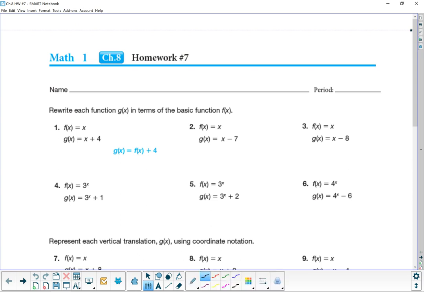So number one's already done for you, but look at number 2. See how g of x is equal to x minus 7, which is fine. But we want to write it in terms of f of x, meaning that if we see an x, we want to write it as f of x. That's the idea. So g of x is equal to f of x minus 7, just like that. Okay, same thing. Instead of x, we're going to write it as f of x. So it'll be g of x equals f of x minus 8.